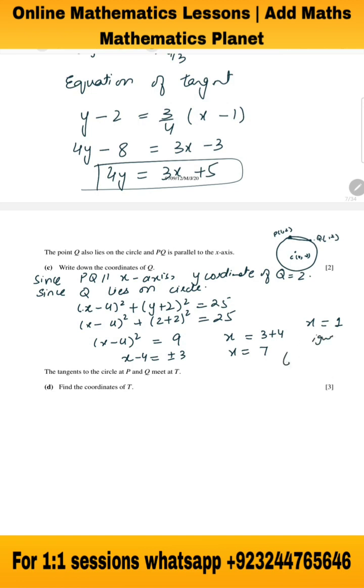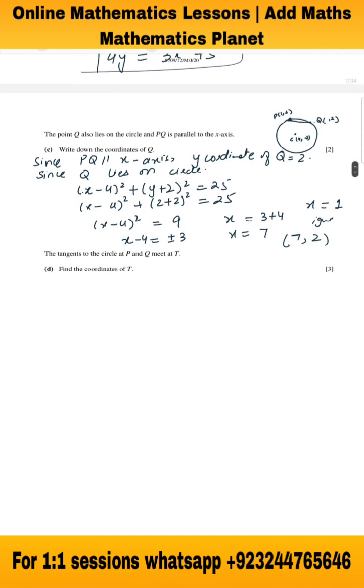So the coordinates of Q are 7 and 2. Okay, the next part is the tangents to the circle at P and Q meet at T. So the tangents of the circle at P and Q meet at one point T. Find the coordinates of T.